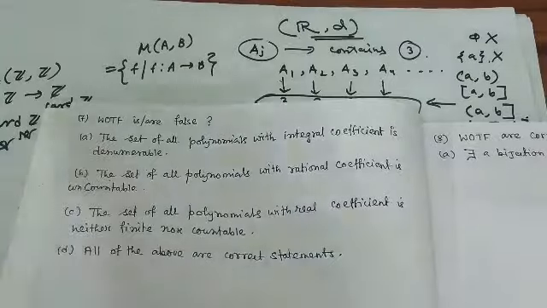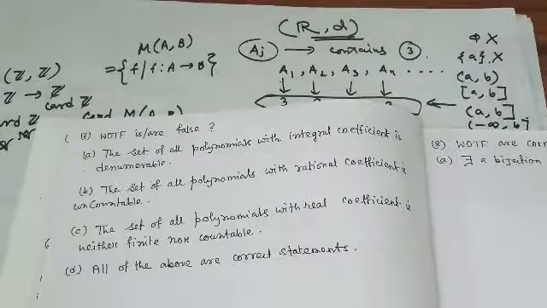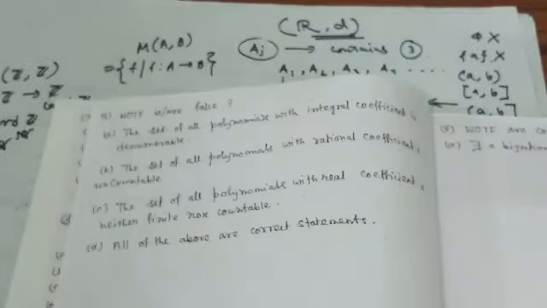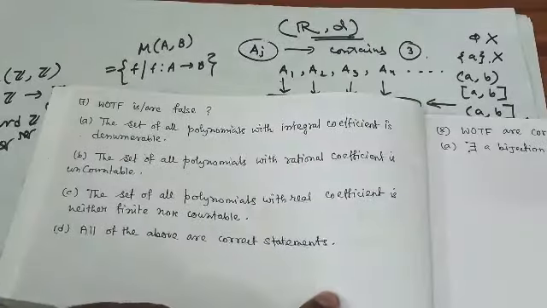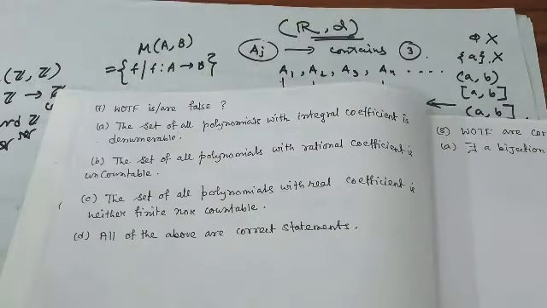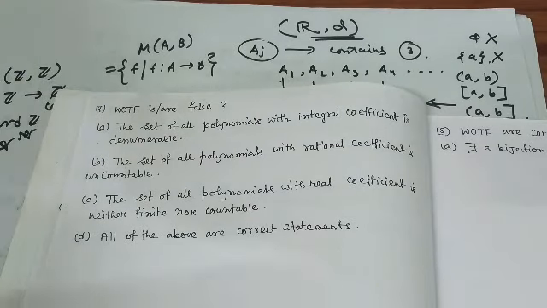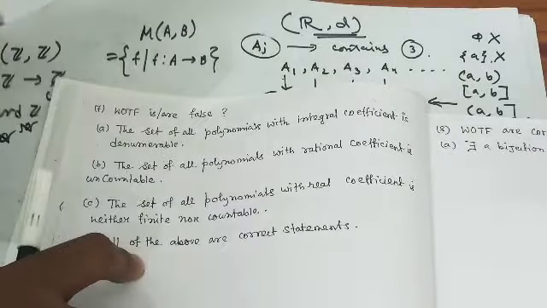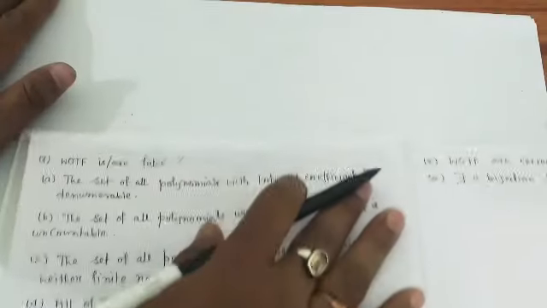Now come to the seventh problem. It is in fact a very interesting question. It says, which of the following are false? The set of all polynomials with integral coefficients is denumerable. The set of all polynomials with integral coefficients. So what does it actually mean? It means the set of all polynomials.